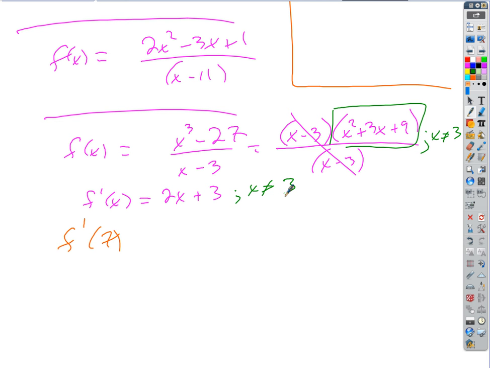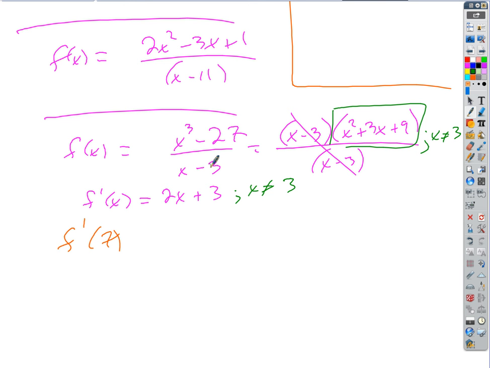What did we do? This goes back to chapter 1. When I rewrite this rational function as x squared plus 3x plus 9, think what I've done. I've taken a function that had what kind of a feature at 3? A hole, because it's a 0 over 0, right? At a value of x where I have a 0 at the top and the bottom, that's a hole.